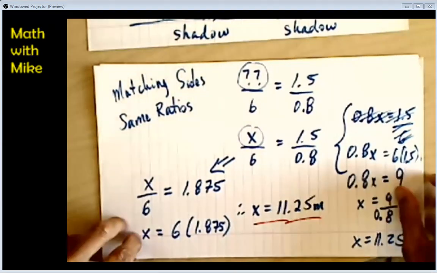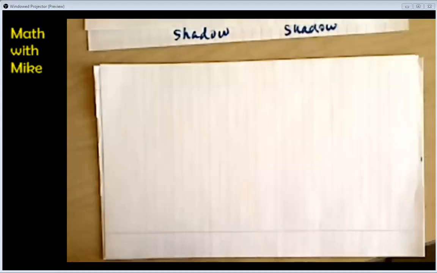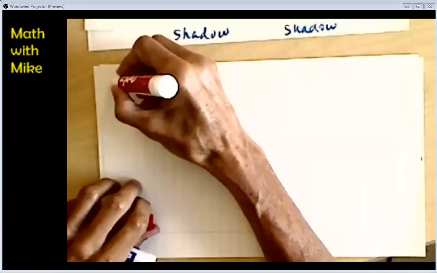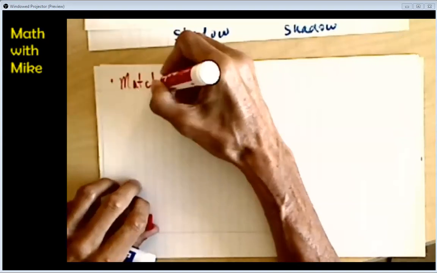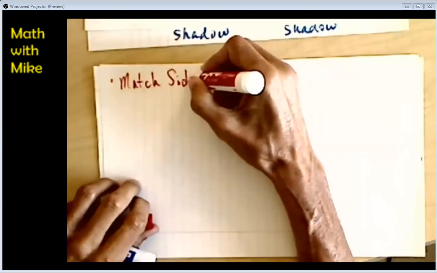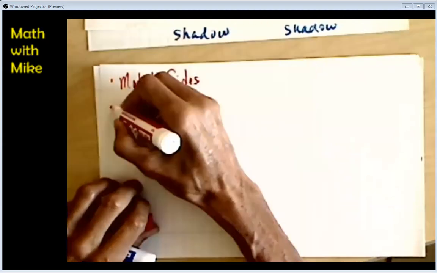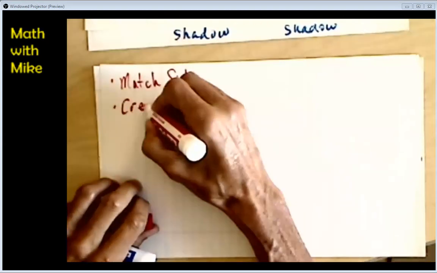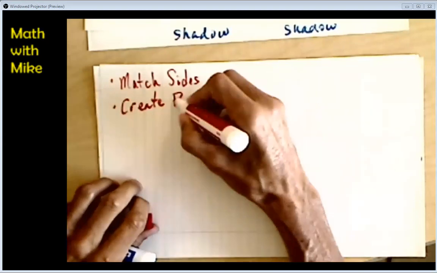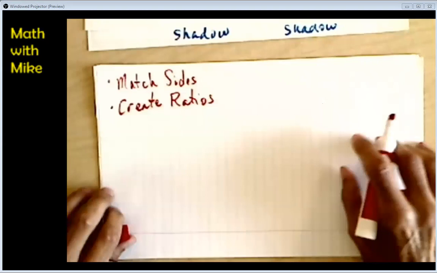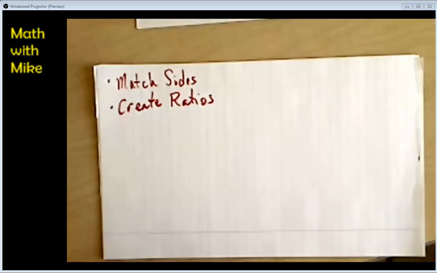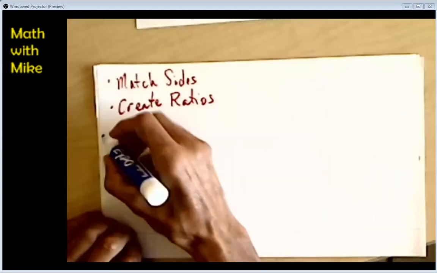Now, remember the sides have to match. I'm going to match the sides and then create the ratios, okay? So let's try a second one. Second example. Example 2.